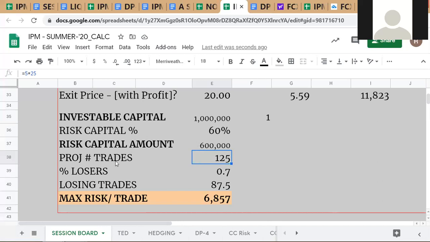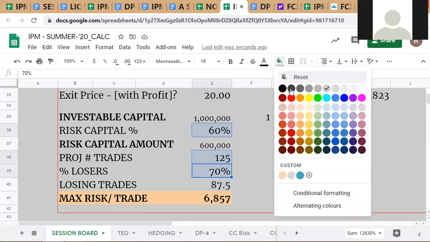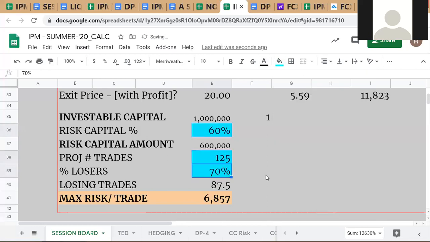So now you have your investable capital, risk capital, your projected number of trades, and then you have percentage losers. This is an estimate, and we can reduce this; you don't need 2 decimals here. Number of trades per day is also an estimate. Investable capital is not an estimate. The risk capital percentage is an estimate. And so we can put these in blue. These are the user inputs.